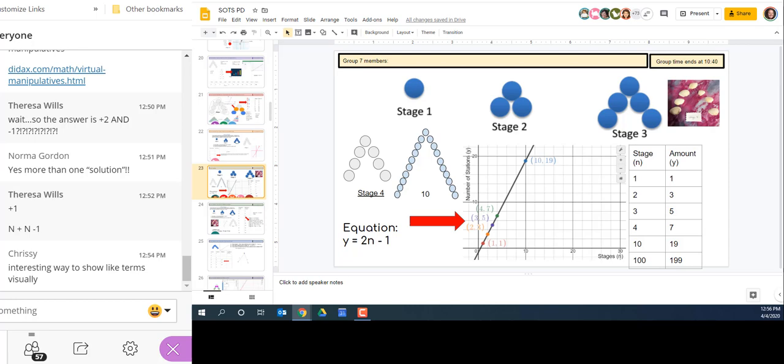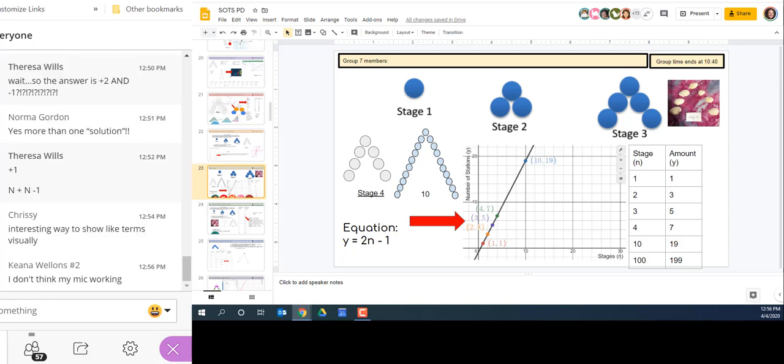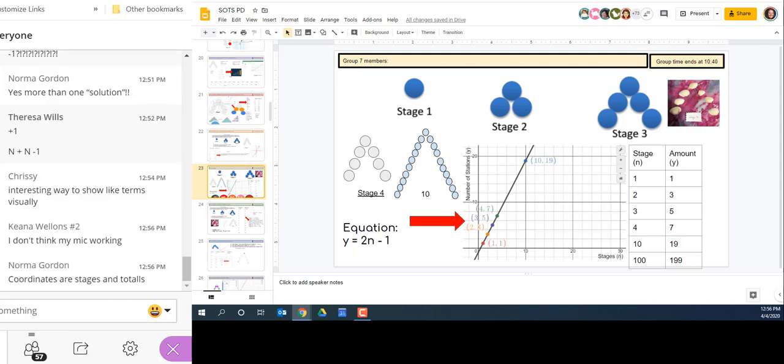So anyone from group 7, why did you include those coordinates and what do they mean? And if you're not in group 7 and you still want to participate, make your voice heard, go ahead and type in the chat box. Why did they put those coordinates and what do they mean? And if someone else from group 7 wants to turn on your mic, you can talk about it.